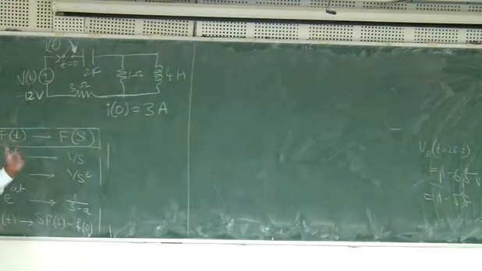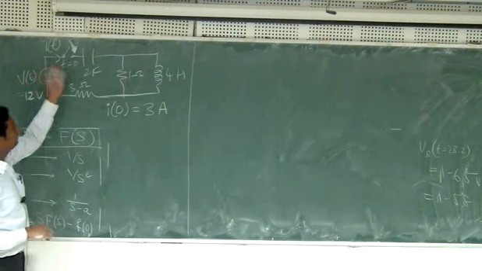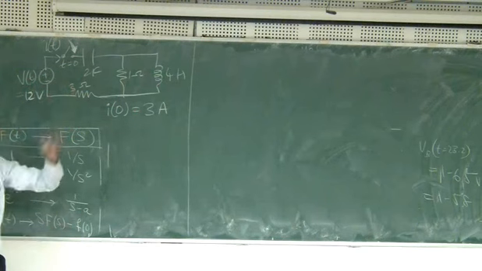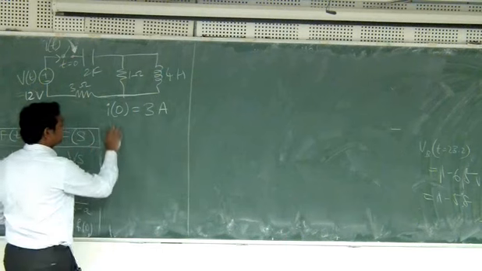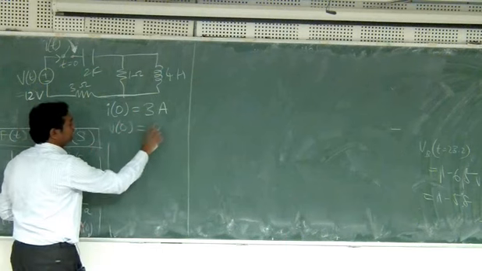Just immediately after closing the switch. What about the capacitor voltage? Because it has to be given actually. See, I can always charge a capacitor and then connect the circuit. So let's consider it as given data. V of 0 is 0.